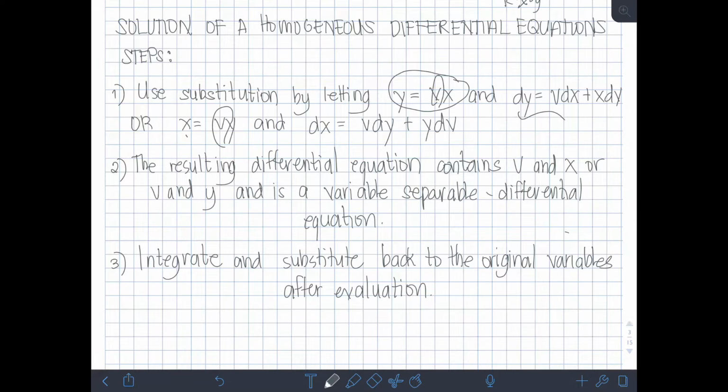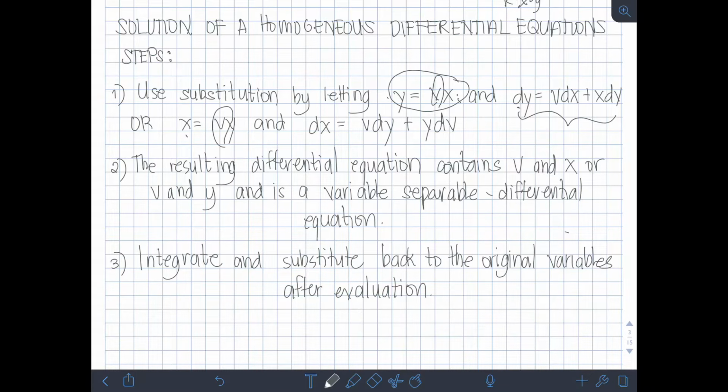Tapos, kaya natin nakuha tong dy equals v dx plus x dv kasi pag differentiate natin to magiging dy, tapos product formula, right? Copy v derivative ng x dx plus copy x derivative ng v dv. Same as dito rin, yung dx magiging v dy plus y dv. Okay? Nga pala, itong representation natin na y equals vx or x equals vy ay depende doon sa given DE natin. So, illustrate ko sa inyo mamaya sa example kung ano ba yung mas wise na gamiting substitution, kung y equals vx o x equals vy ba, depende dun sa example natin.